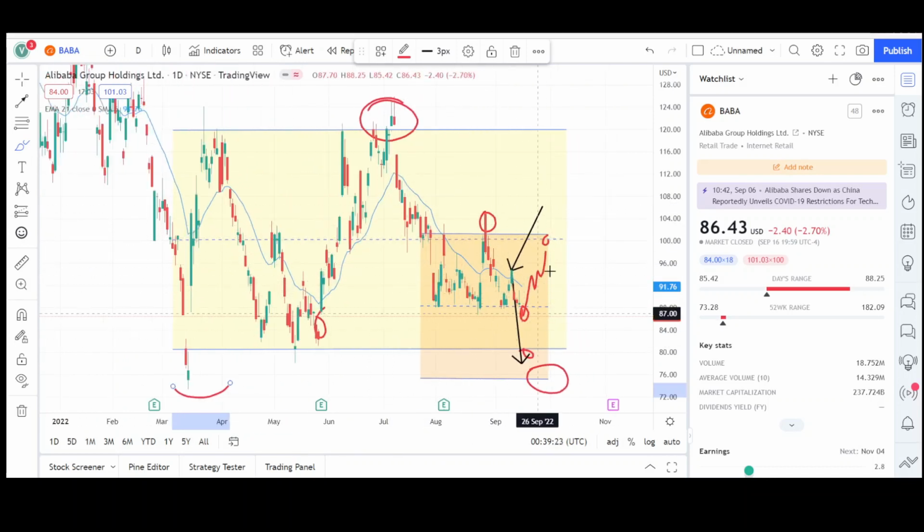No clear signs as of right now, and it's going to be a while before we see any bullish action. So let's go and wrap this up on the weekly chart.